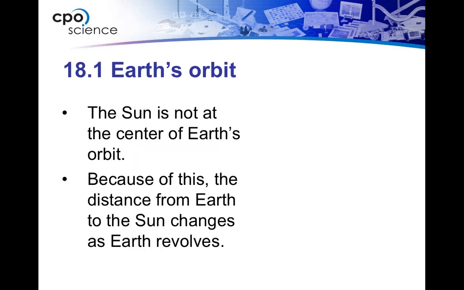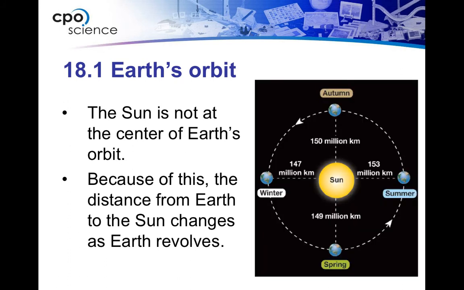The sun is not at the center of the Earth's orbit. Like we talked about, the orbit is slightly elliptical. Because of this, the distance changes ever so slightly. So in summer, we're 153 million kilometers away, a little bit more than an astronomical unit. Here we're 150, here we're a little less, and here we're also a little less. Remember, the tilt of the axis is really what gives us our seasons, not our distance from the sun.